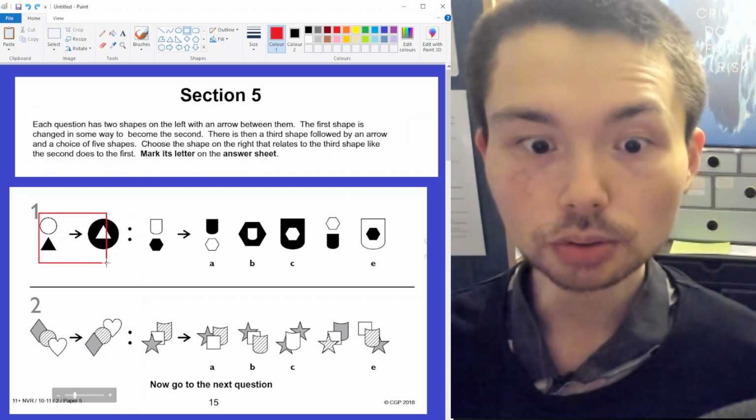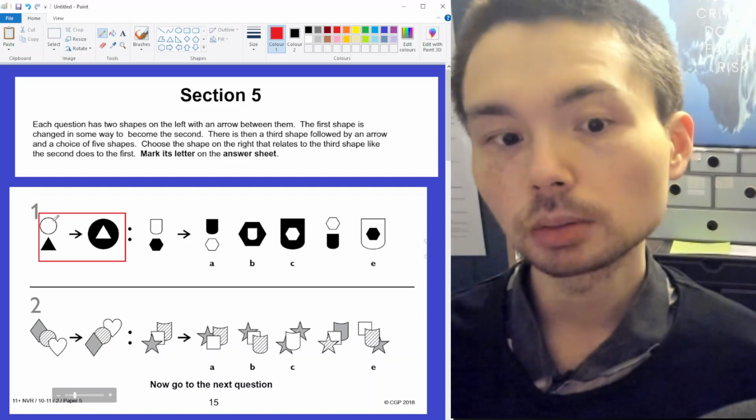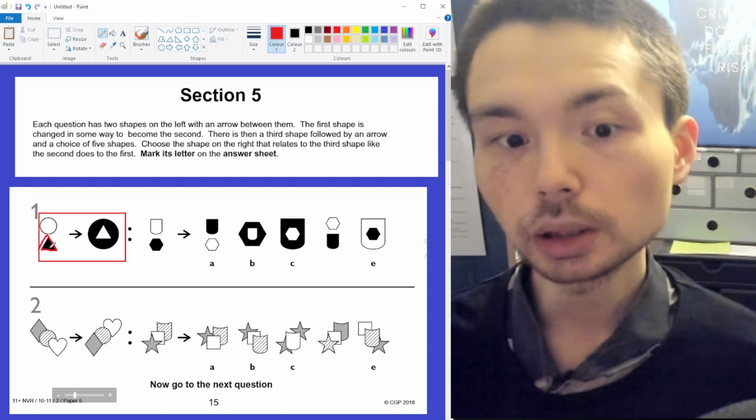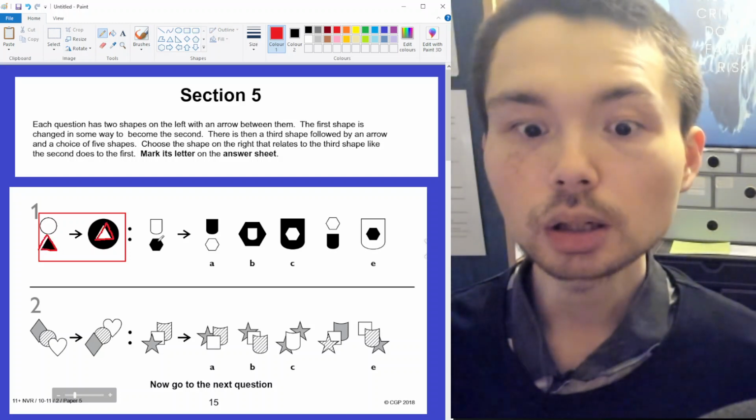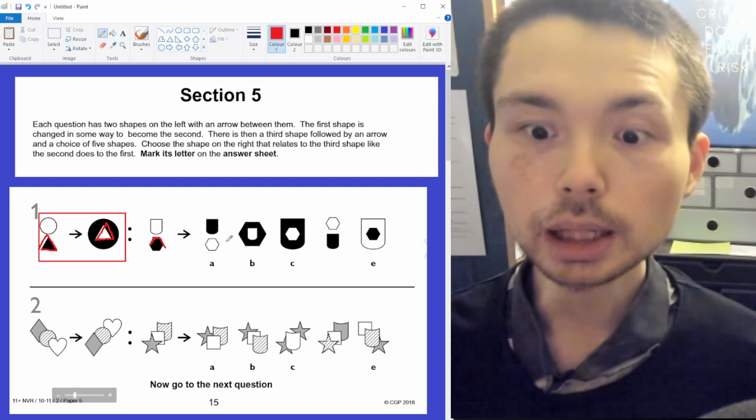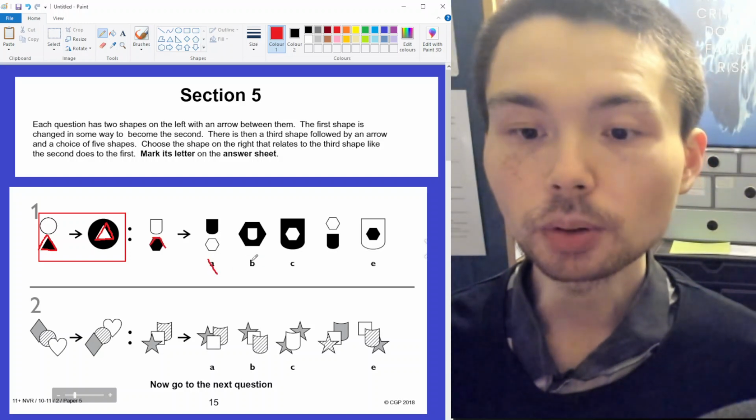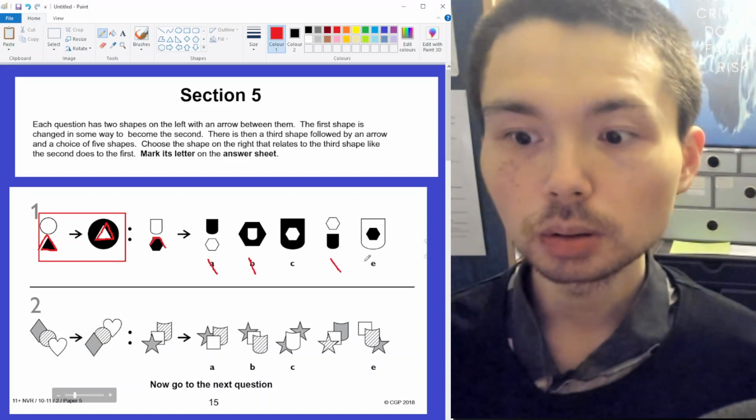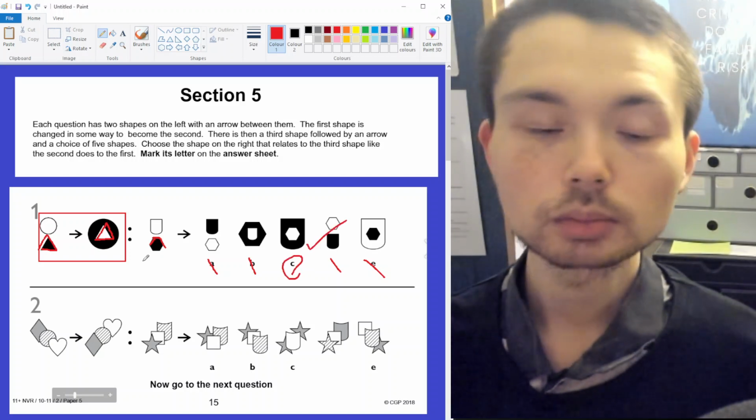Look at the first box. Look at the bottom shape. Black triangle is now inside and is white. Black hexagon is now inside and white. Nope, nope, yep, nope, nope. C is the answer. That was a bit lucky.